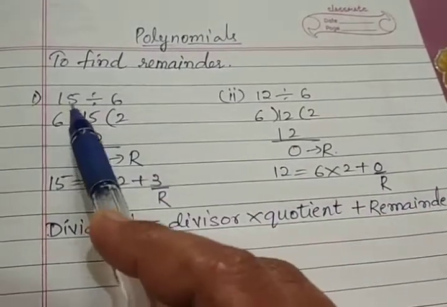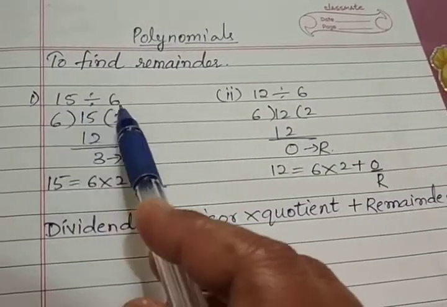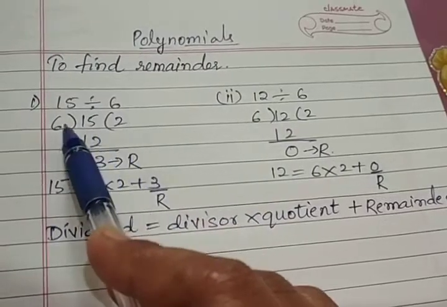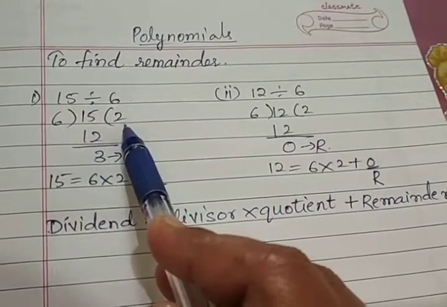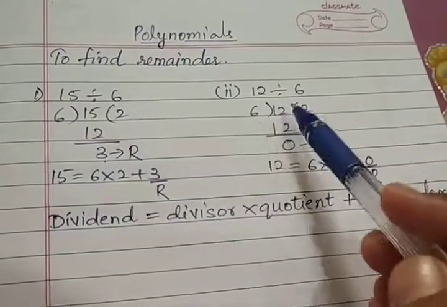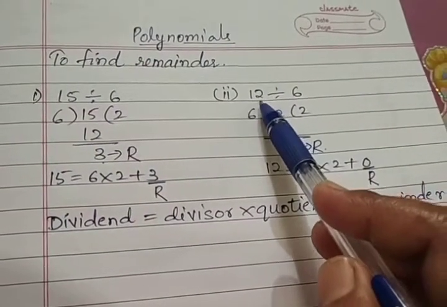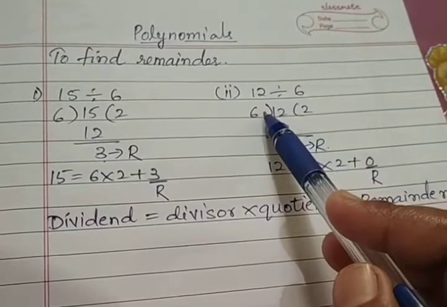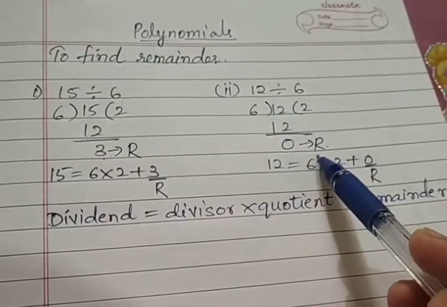So here we have two examples, like 15 divided by 6. When we divide 15 by 6, you can see 6 twos are 12, and when we subtract, the remainder is 3 here. In the same way, we have another example, 12 divided by 6. When 12 is divided by 6, we get remainder as 0.